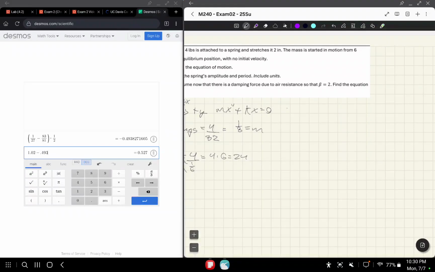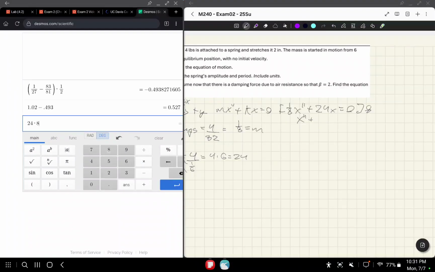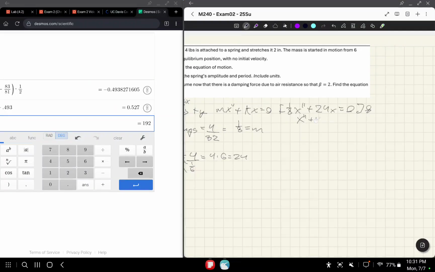So plug this in: 1/8 x'' plus 24x equals 0. We want whole numbers, so multiply this by 8. That gives 8 x'' plus 24 times 8, 192, x equals 0.